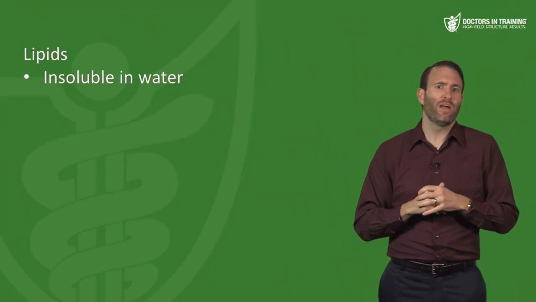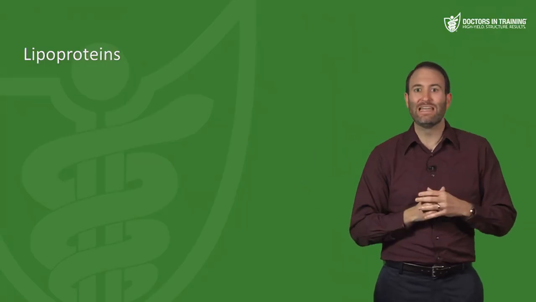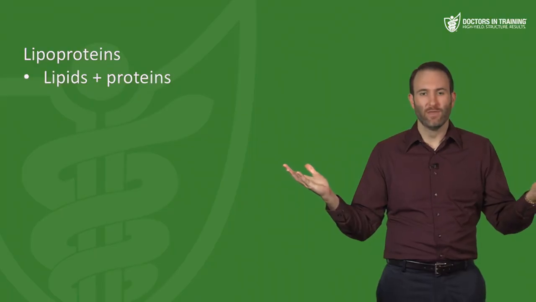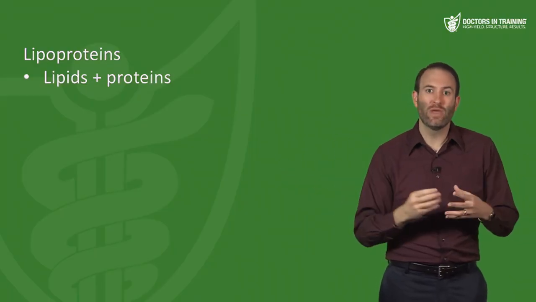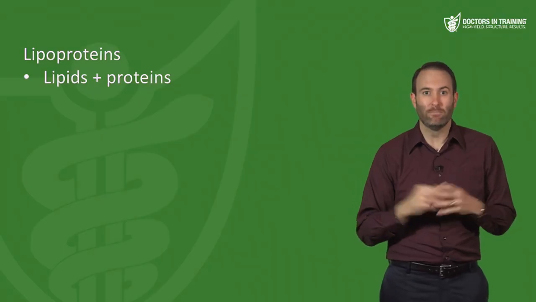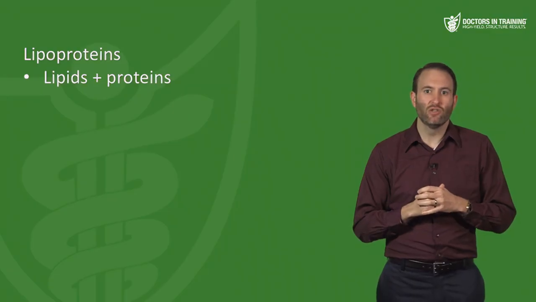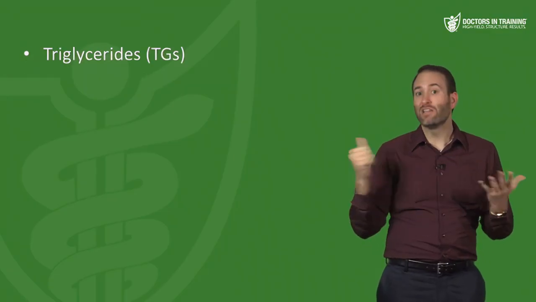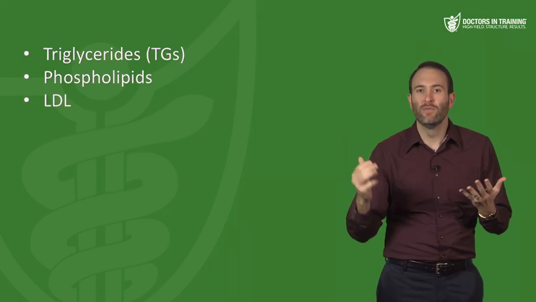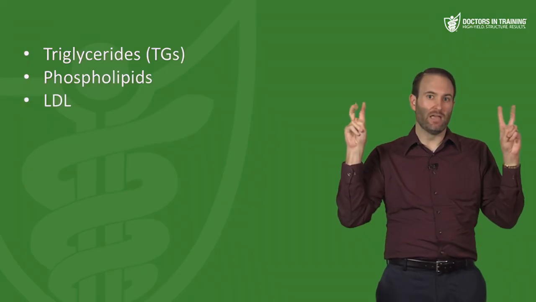Now, to solve this problem, the body packages fats into things called lipoproteins. Now, as the name implies, lipoproteins are made up of lipids and proteins. Now, the protein actually acts to emulsify the lipids, so those lipids can be transported around in bodies. So, when we talk about lipids and lipoproteins, this includes a lot of things. Things like triglycerides, things like phospholipids, things like LDL, HDL. Now remember that LDL, the low density lipoprotein, which we all know is your bad cholesterol.